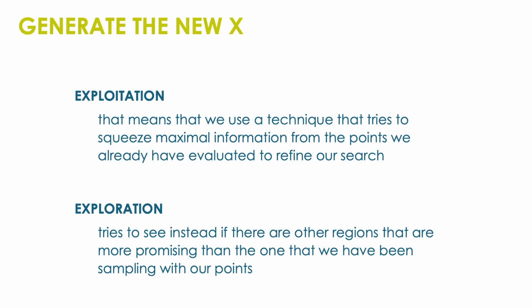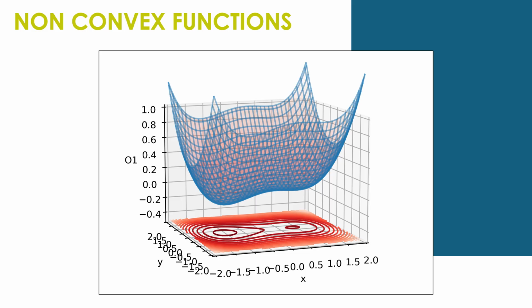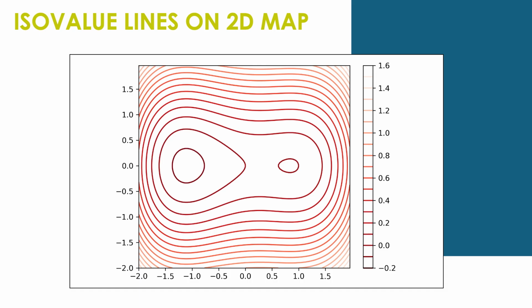Exploration tries to see instead if there are other regions that are more promising than the one that we have been sampling with our points. These two approaches are different, and we will try to highlight when exploration and exploitation are important. Now, if we know by hypothesis that our function is convex and has only one minimum, exploitation will work very well. But for instance, in this case, we have two minima. One is the good one, that is the global, and then there is another local point where the function is locally minimal.